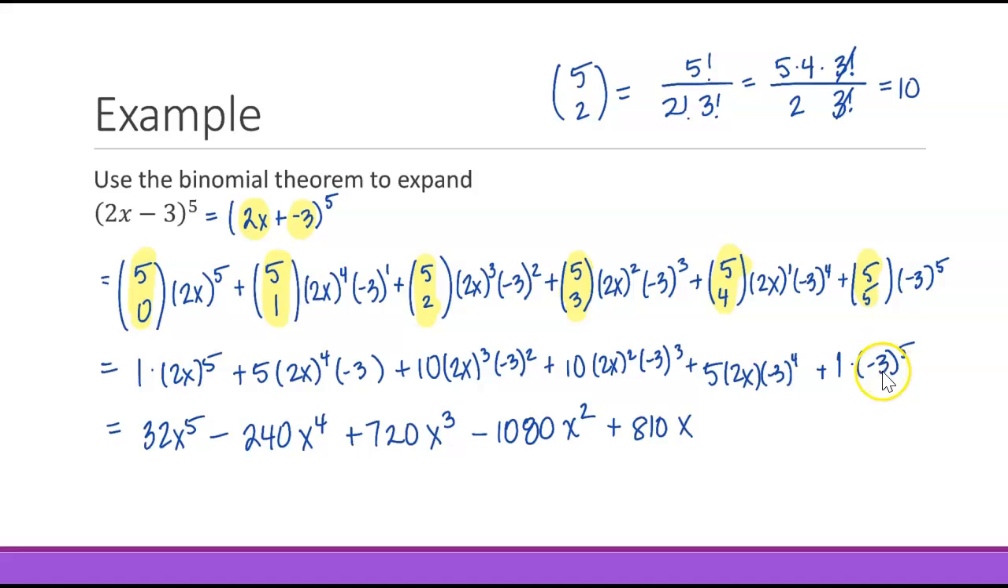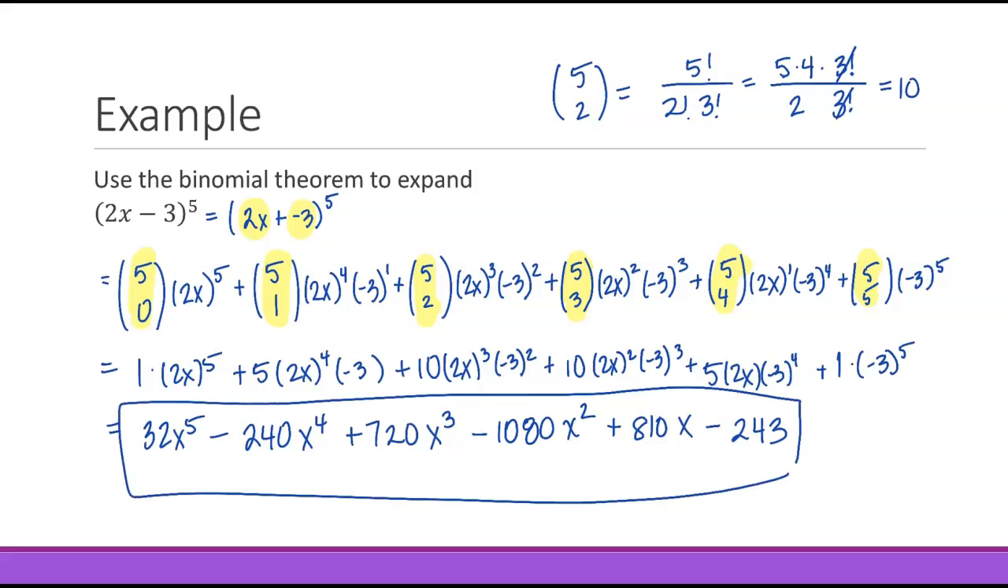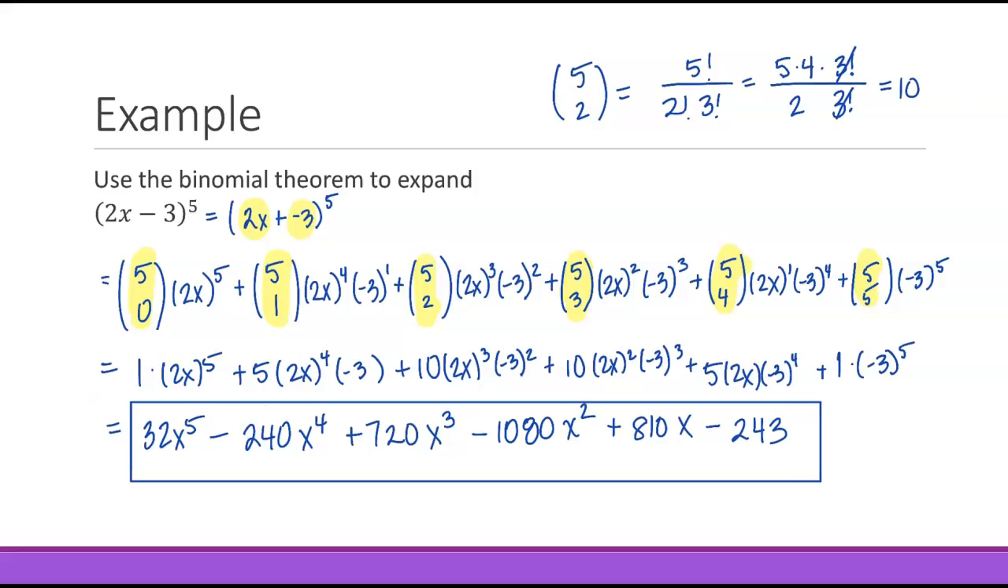And then finally we have negative 3 to the fifth, that's going to end up staying negative, and 3 to the fifth is 243. So here is my binomial expansion of quantity 2x minus 3 to the fifth. So it does seem like a lot of work, but if you think about the work that it would take to multiply all of this out if you expanded it, this is actually a lot shorter.